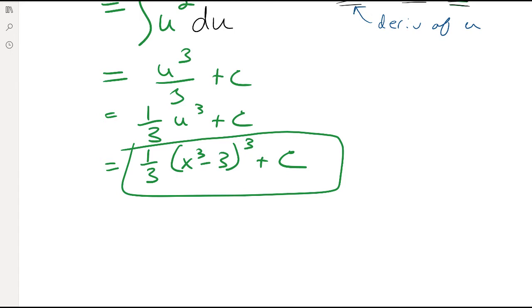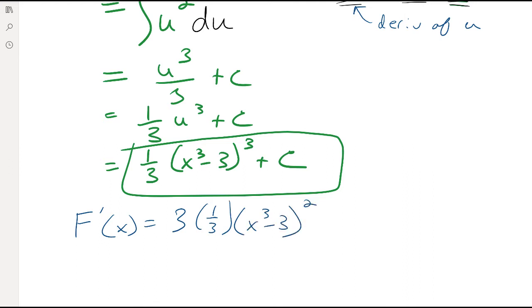Really quickly, how do we check ourselves? So let's take the derivative of the antiderivative. That sounds weird. And we're going to do that via the chain rule, right? So the 3 comes out front, multiplies the 1/3. We leave the inside alone, but now we raise it to the second power. And then we take the derivative of the inside, which gives us a 3x squared. Derivative of x cubed minus 3 is 3x squared. And then derivative of any constant plus c is 0.